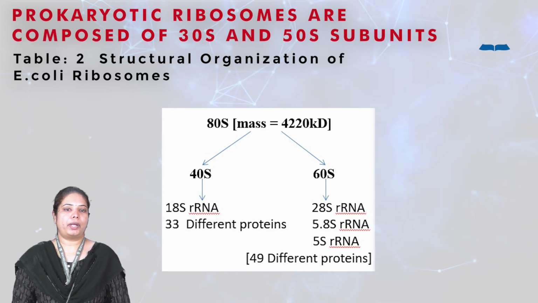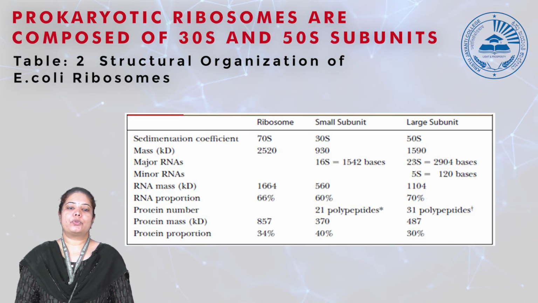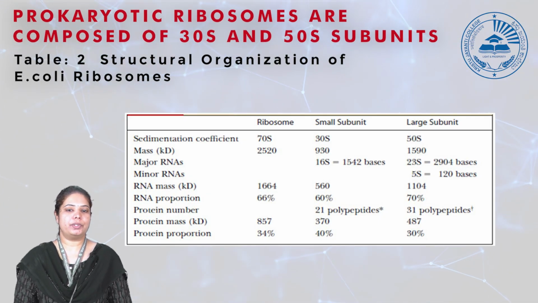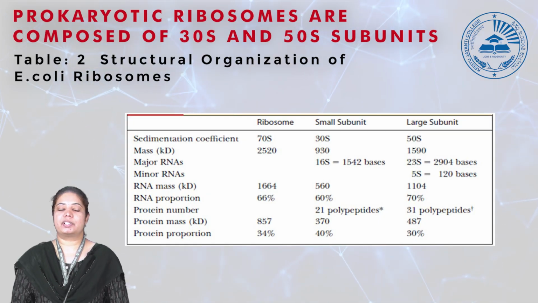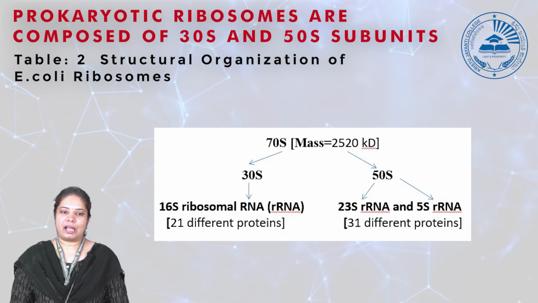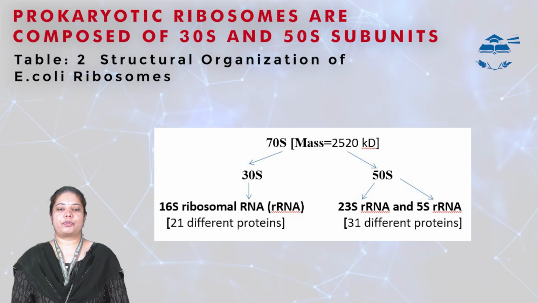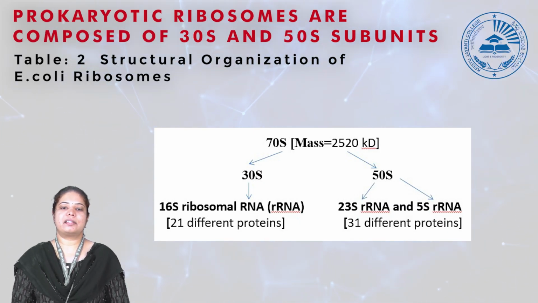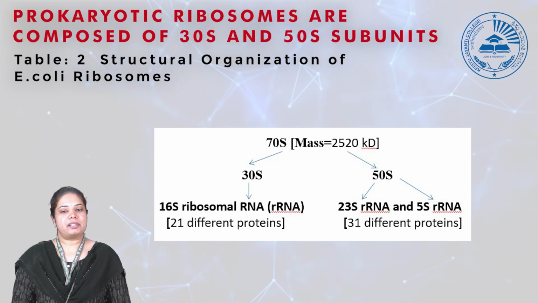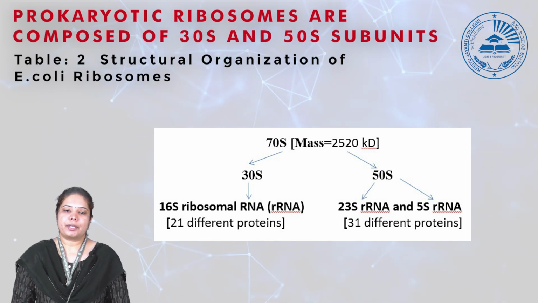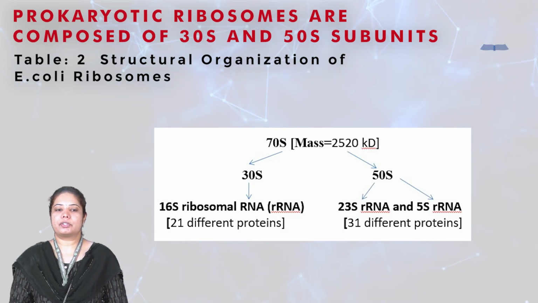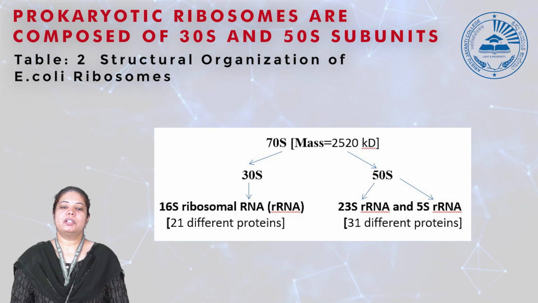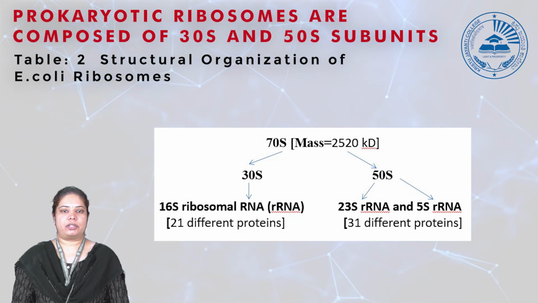Whereas in the prokaryotic cell, the ribosome mass is 70 Svedberg units, out of which 30S forms the smaller subunit and 50S forms the larger subunit. The 30S subunit has 16S ribosomal RNA plus 21 different types of protein. The 50S subunit has 23S rRNA and 5S rRNA, plus 31 different types of protein. These 21 and 31 different types of protein make up the structure of the ribosome, which is used for translation into protein structures.